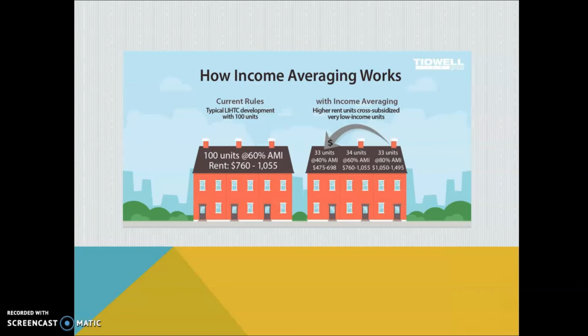And also the price is different. You can see here $475 to $698 for 40%, $760 to $1,055 at 60%, and $1,050 to $1,595 at 80%. So we can see here it is a different percent for a different amount, and when the amount of money increases, the percent also increases.